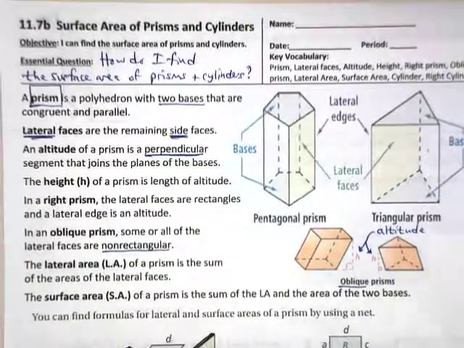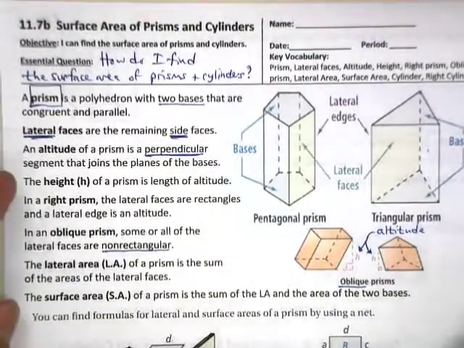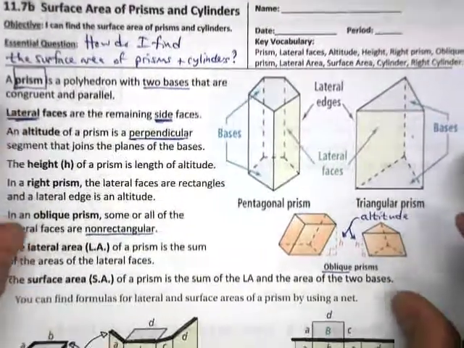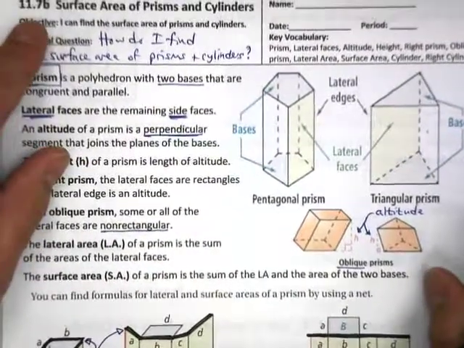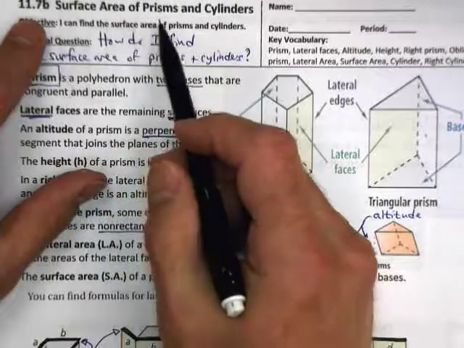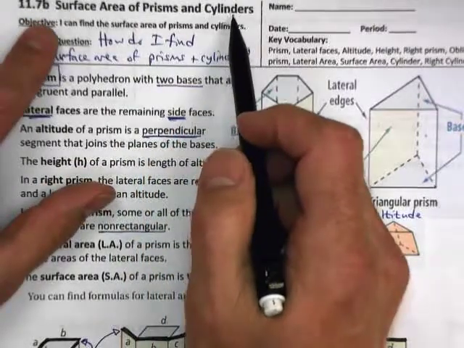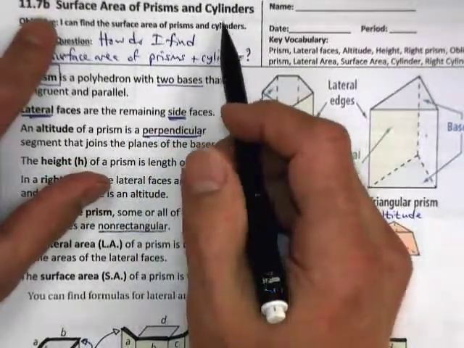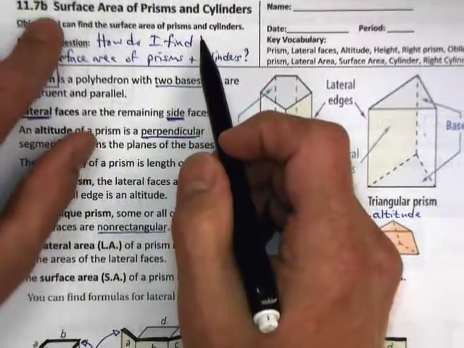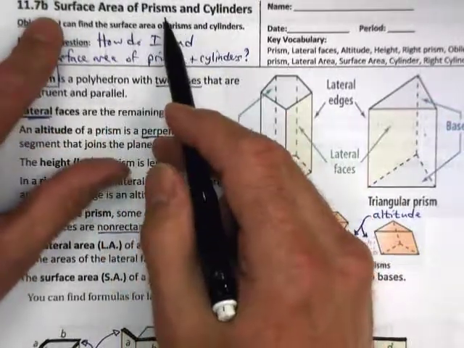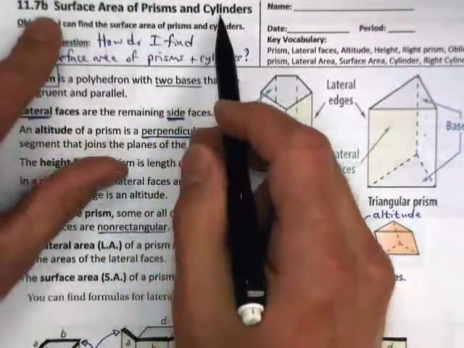Can you believe it? Here we are, the last two sections of geometry. 11.7b, surface area of prisms and cylinders. The next one after this is going to be 11.7c, surface area of pyramids and cones.